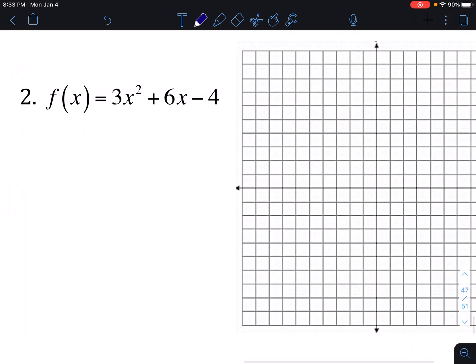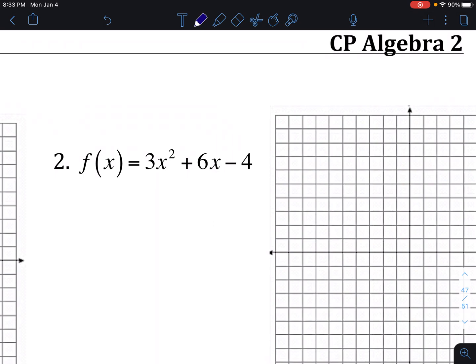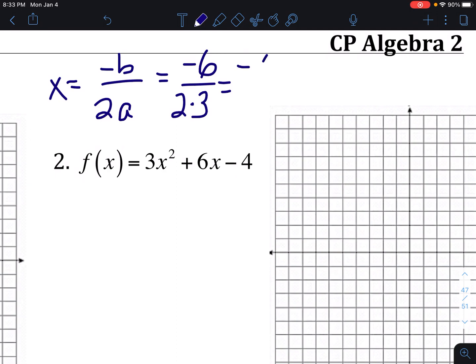Number 2 is in standard form, ax squared plus bx plus c. Remember, we need to find the vertex, so we find the x value first, and we use the formula -b over 2a. So the b is 6, so it's -6 over 2 times the a, which is 3. Multiply on the bottom and divide. There's your x coordinate, -1. So now we need to take that -1 and plug it into the formula for the x's here and here to figure out what the y coordinate is for the vertex.